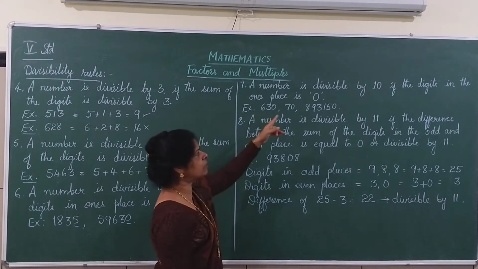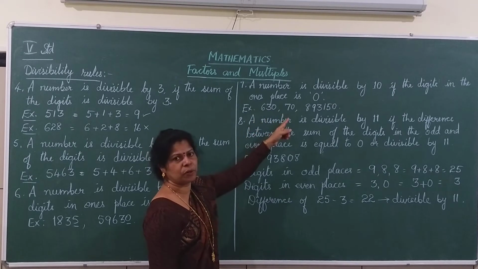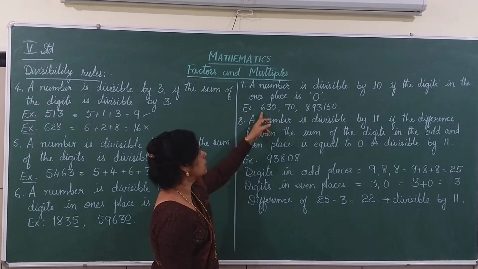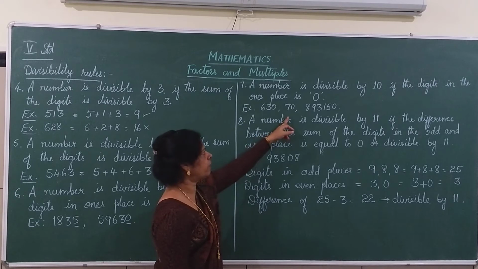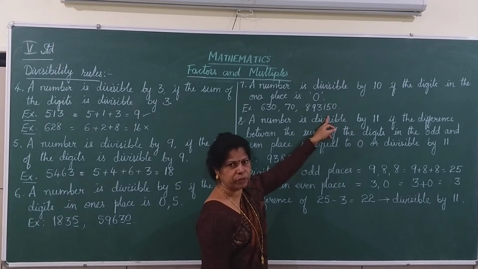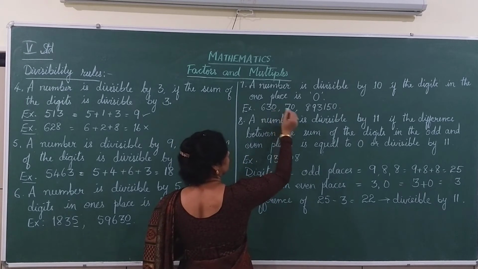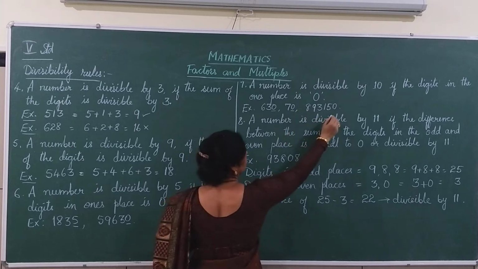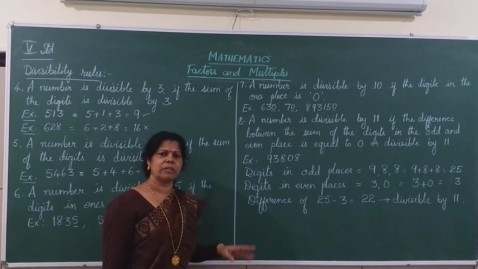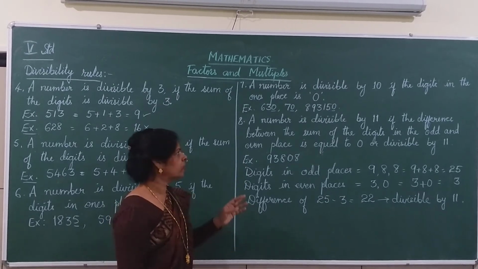A number is divisible by 10 if the digit in the ones place is 0. In ones place the digit should be 0: 630, 70, 8,93,150. So in all these, children, you can see in ones place what is there? 0. In ones place 0. So if any number is ending with 0, then it is divisible by 10.